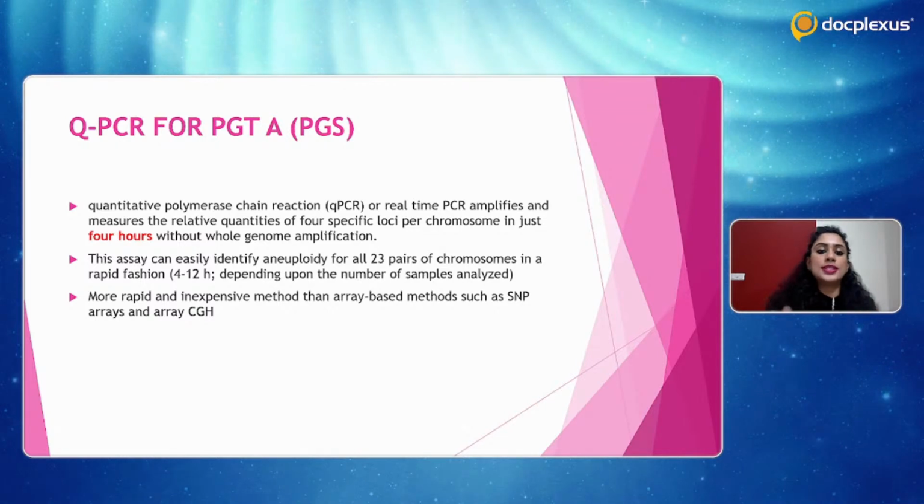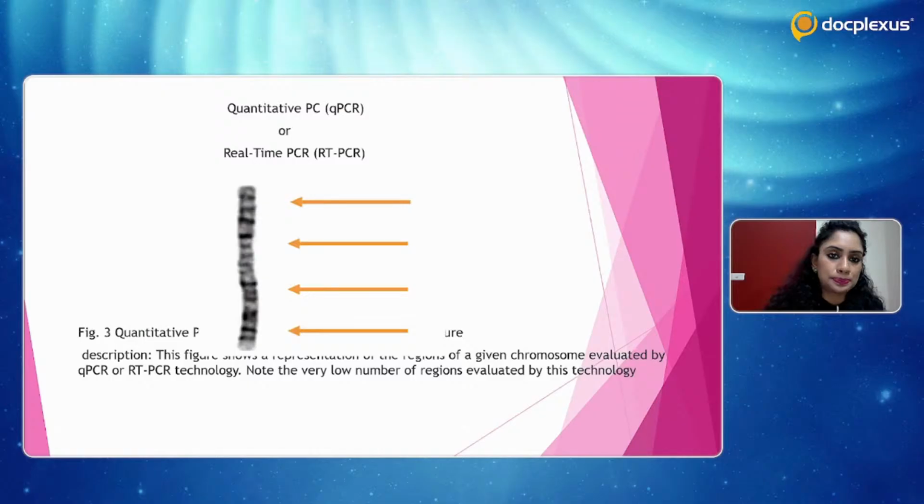Now, this can easily identify aneuploidy of all 23 pairs of chromosomes in a rapid fashion, within 4 to 12 hours, depending on the number of samples which are analyzed. This is a much more rapid, inexpensive method than array-based methods. And this is also giving us faster results and more accurate ones.